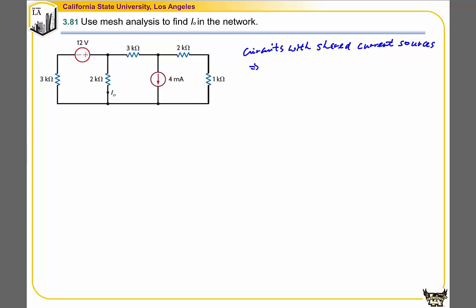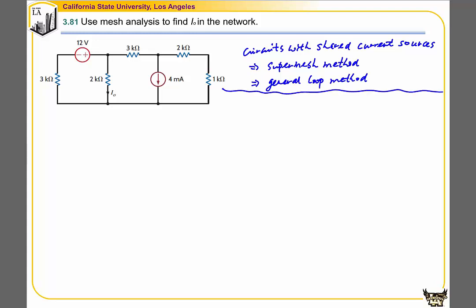For this type of problem, we know that there are two different ways to solve it. Method 1 is the supermesh method. Method 2 is called the general loop method. We're going to use the two methods to solve the problem. So method 1, supermesh method.